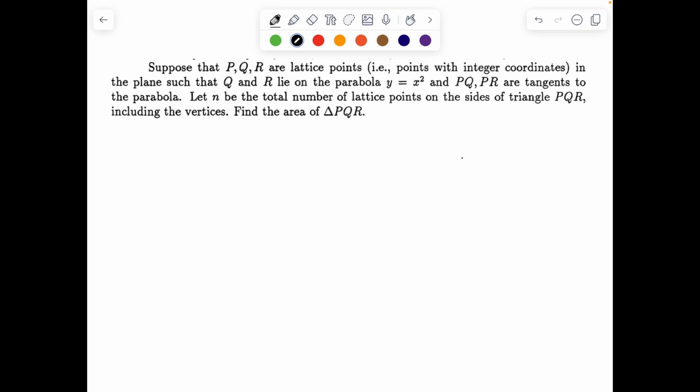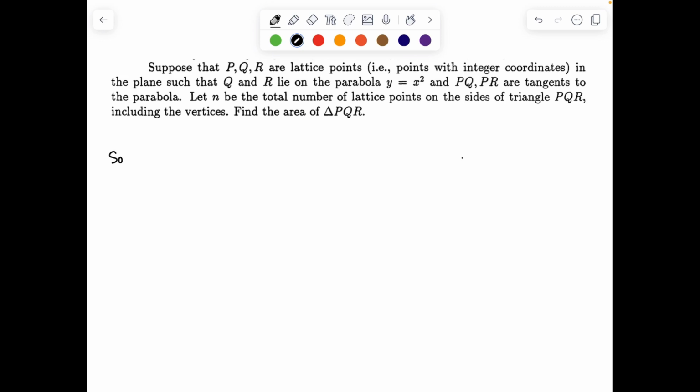Suppose P, Q, R are lattice points, that is, points with integer coordinates. So (1, 2) is a lattice point, but (1/2, 2) is not. In the plane such that Q and R lie on the parabola y equals x squared, PQ and PR are tangent to the parabola. Let n be the total number of lattice points on the sides of triangle PQR, including the vertices. Find the area of triangle PQR.